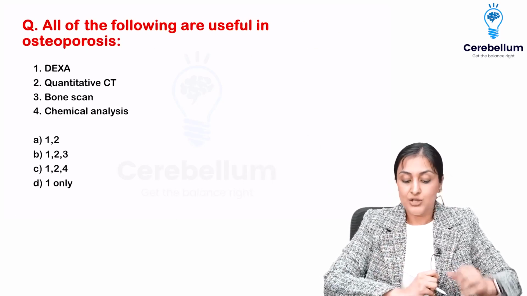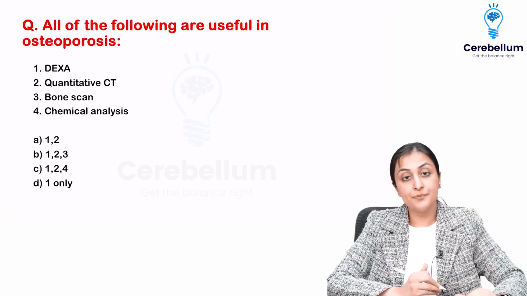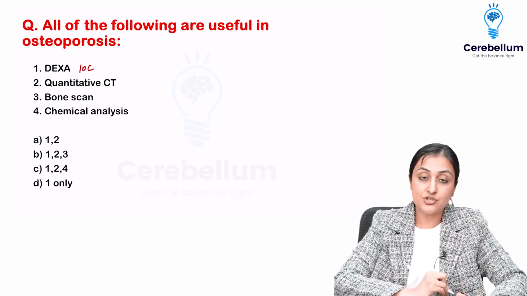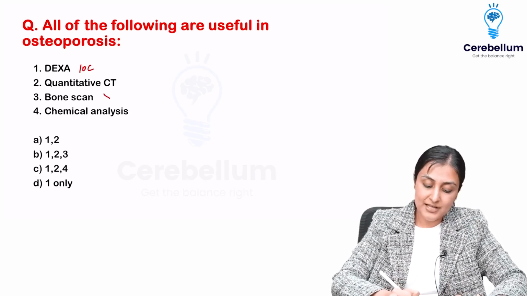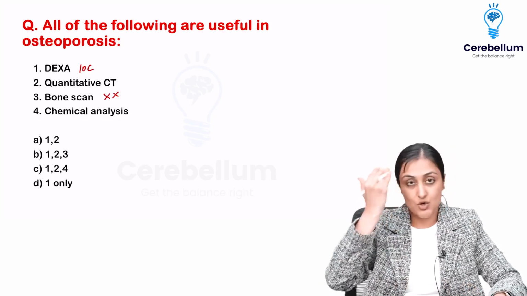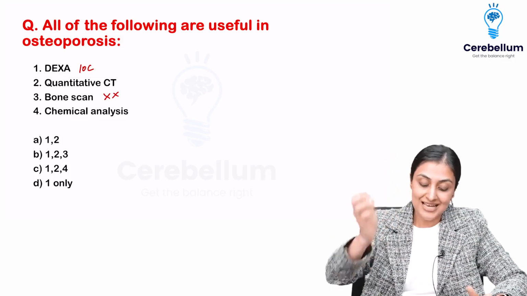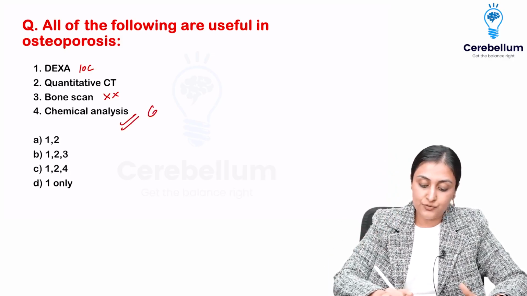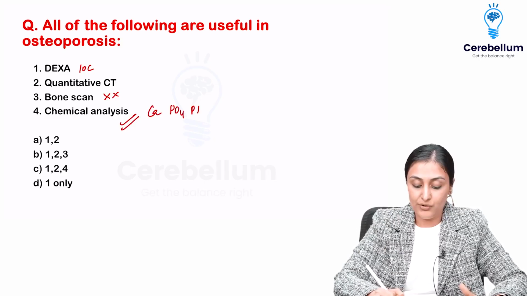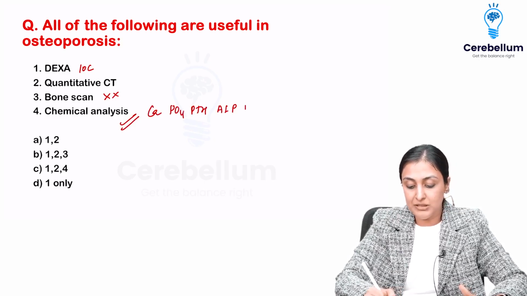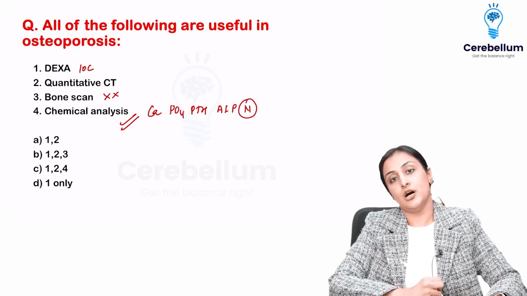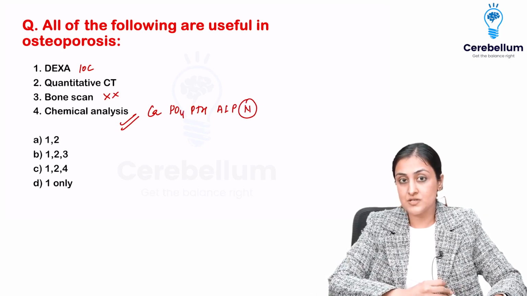All of the following are useful in osteoporosis. DEXA is the investigation of choice. Bone scan has no role in osteoporosis, and we'll talk about bone scan in a few minutes. Chemical analysis is useful because we will find that all of the values are normal, and it helps to rule out other metabolic bone diseases.